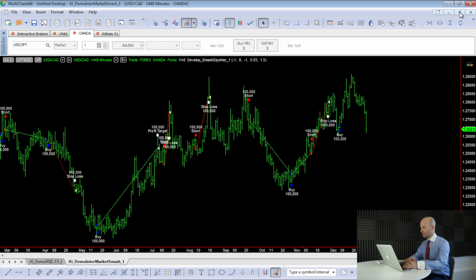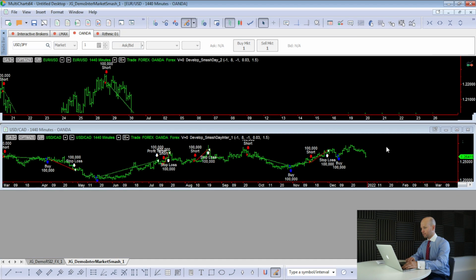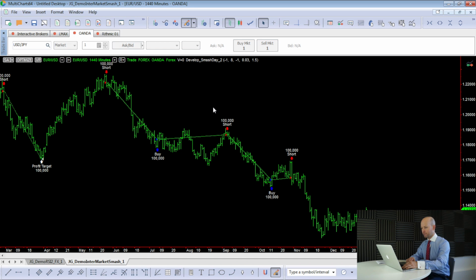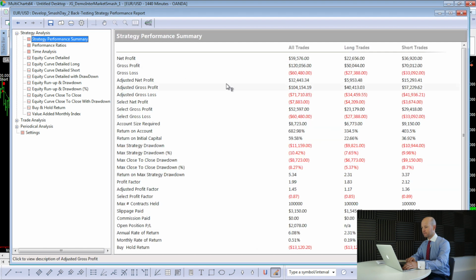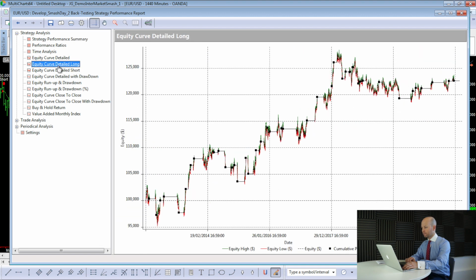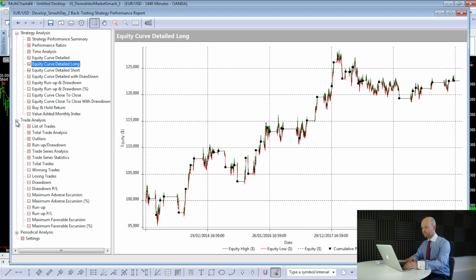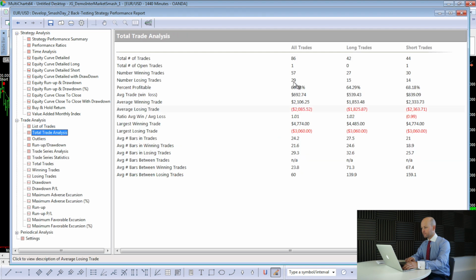So the last chart we're going to look at is the euro dollar and taking trades from euro dollar. That's what the equity curve looks like. Quite nice. Makes more money than the other two. 59,000, almost 60. Is the short curve, the long curve. Total trade analysis, less trades, larger average trade, and largest losing trade is around about our stop loss.